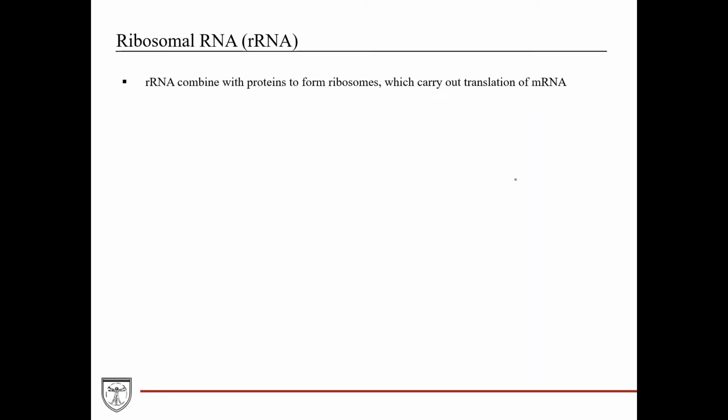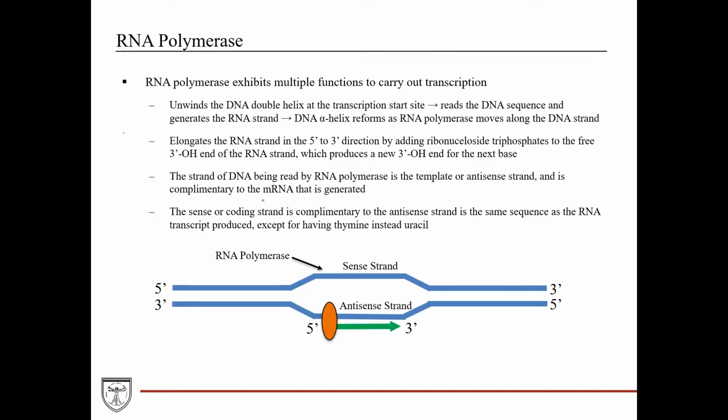And then lastly, ribosomal RNA or rRNA. This combines with proteins to form ribosomes. So it's part of the ribosome structure, and then it helps carry out translation of mRNA. And the other thing with rRNA is that it's synthesized in the nucleolus within the nucleus. So the major player in transcription is an enzyme called RNA polymerase. And this exhibits multiple functions to carry out the process of transcription.